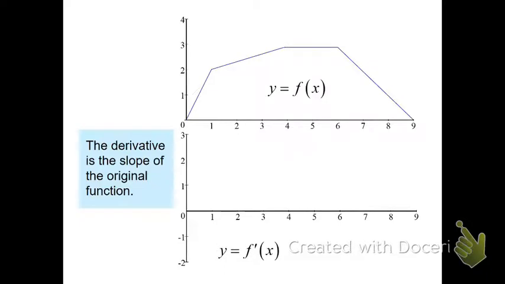Let me start with an easy one because this graph, the original function, has a bunch of straight line segments. So I can tell exactly what the slope is. When you're graphing the derivative, remember you're actually graphing the slope. In this first chunk from 0 to 1, that slope is up 2 over 1. It has a slope of 2. That means from 0 to 1, my derivative graph should be a constant of 2.